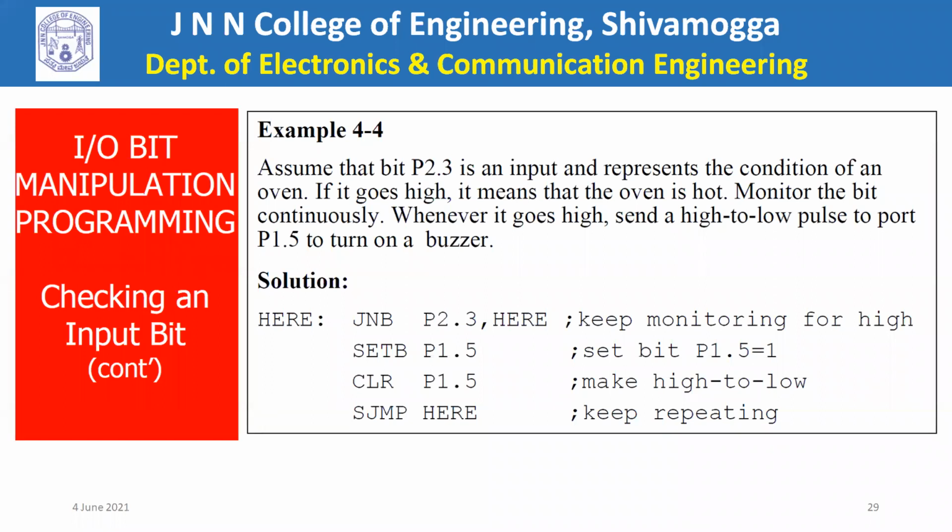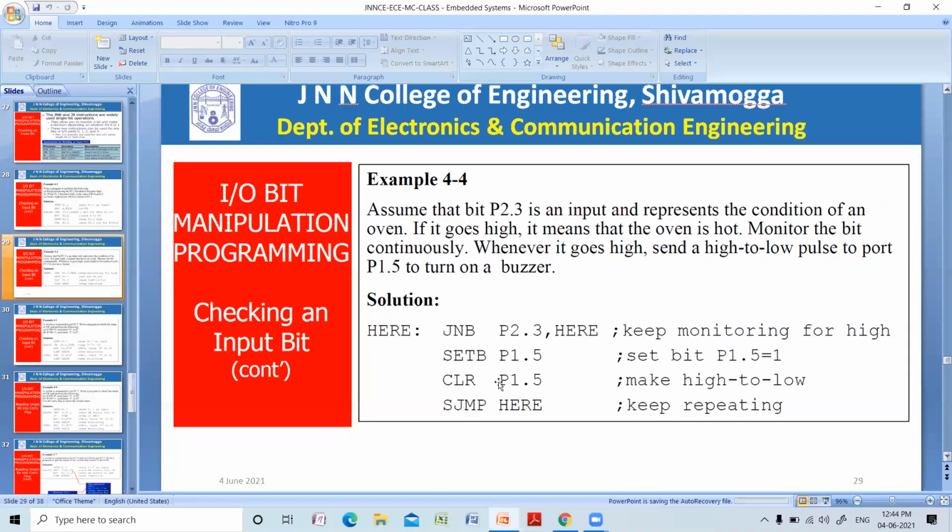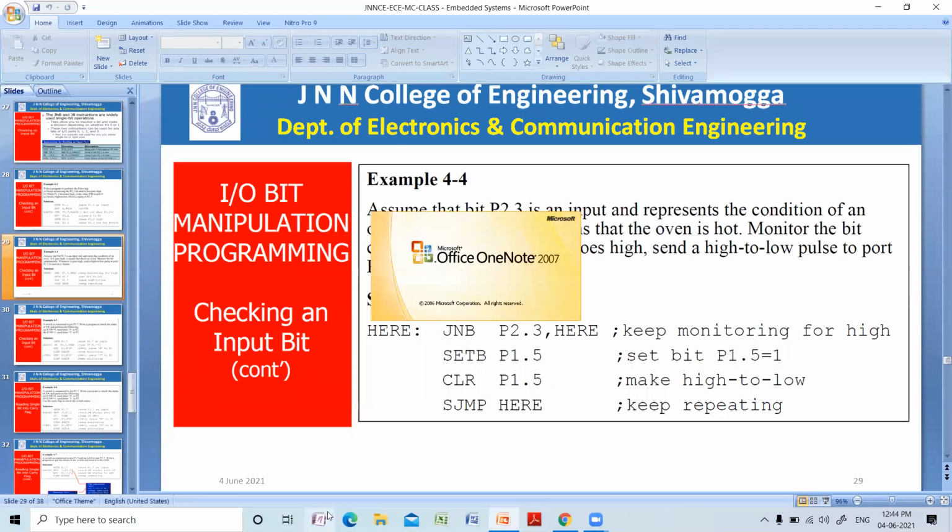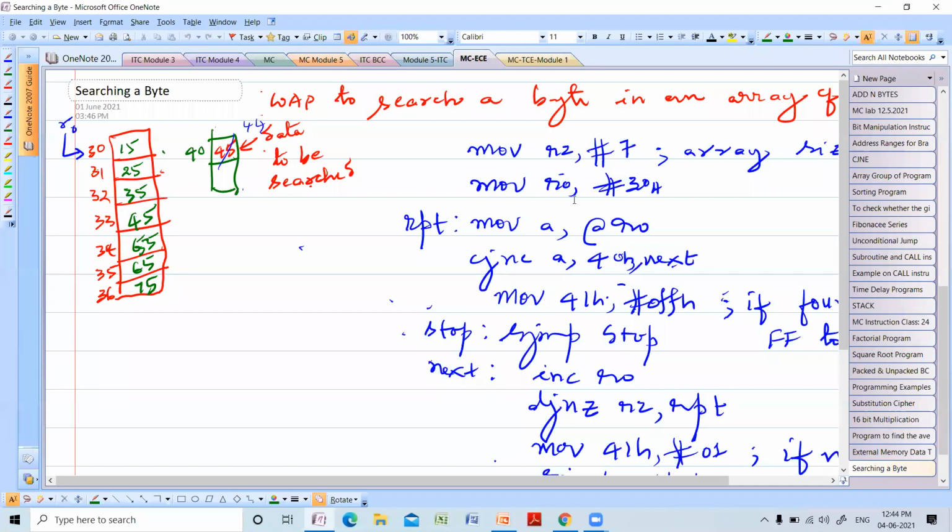So you are checking P2.3. When P2.3 is high, it means that the oven is hot. So you have to turn on a buzzer. For turning on a buzzer, what are you doing? You are setting a bit and you are clearing a bit. You are sending a pulse, a high to low pulse on P1.5. So keep repeating this process. So this is a segment to understand and represent that particular application. So let us discuss that concept.